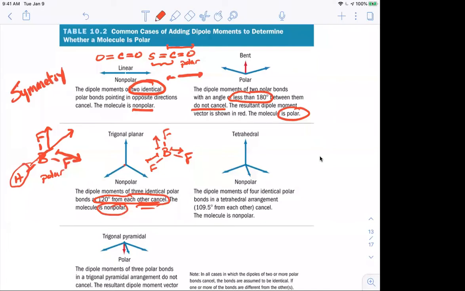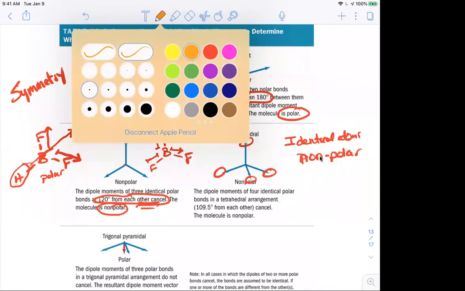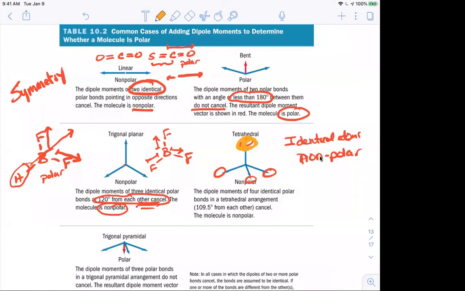Tetrahedral. If all of these bonds, right, if this atom, this atom, this atom, and this atom are identical, if I have tetrahedral, that will be nonpolar because all the bonds will cancel out. If I have something that's different, so for example, if I have something here now that's different, right? If I have the orange, I'm going to have a polar molecule because now I'm sort of going up this way and I don't have symmetry.